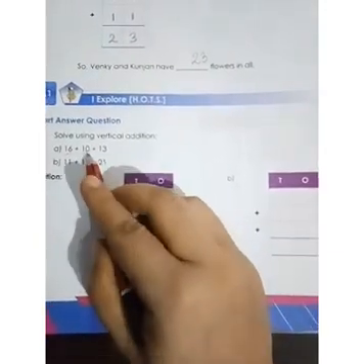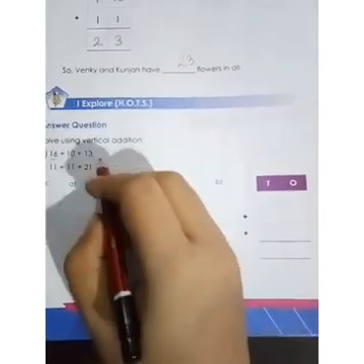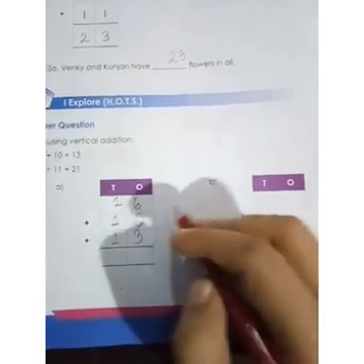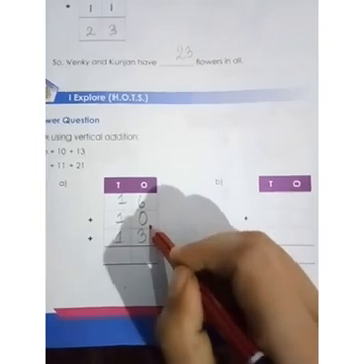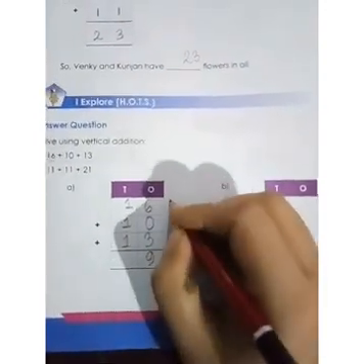What is the second number? 10. 1, 0, 10. What is the third number? 13. 1, 3, 13. Always start from the ones place. 6 plus 0 equals 6. Plus 3, how much do we get? 9. Okay.